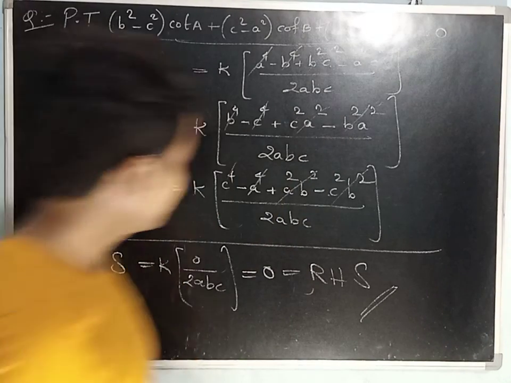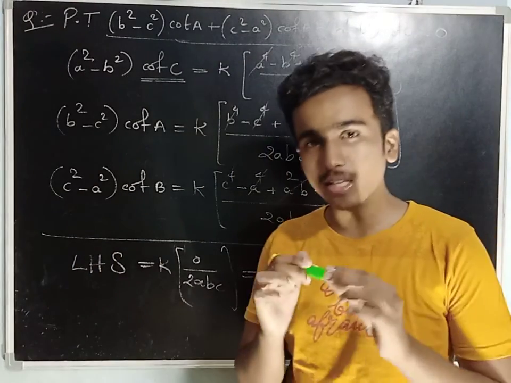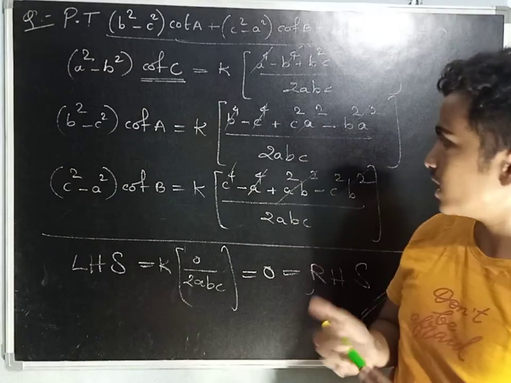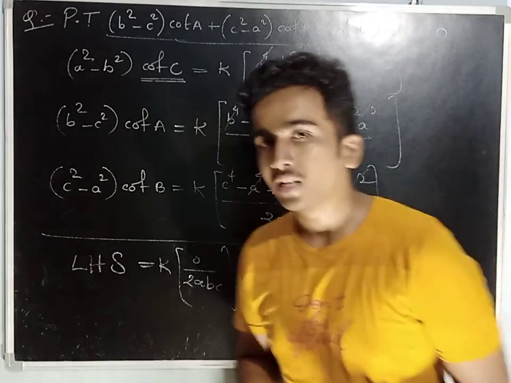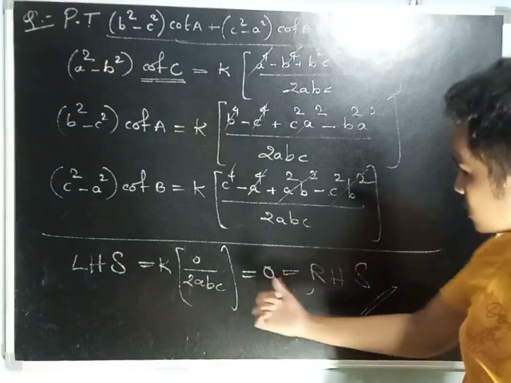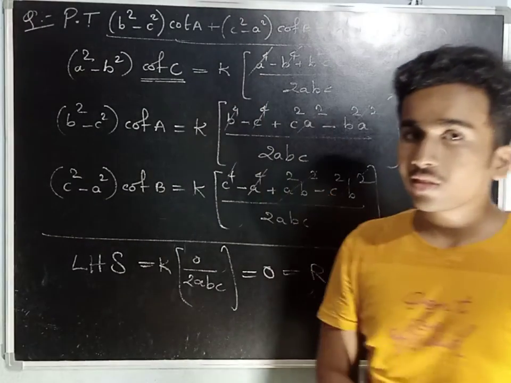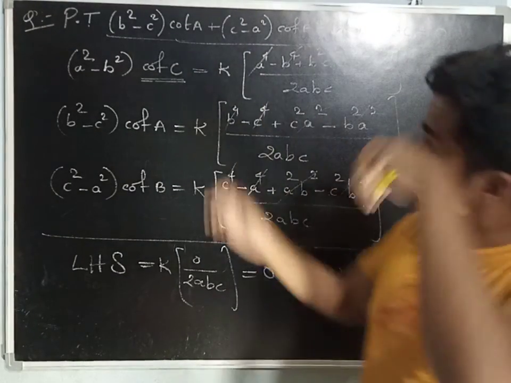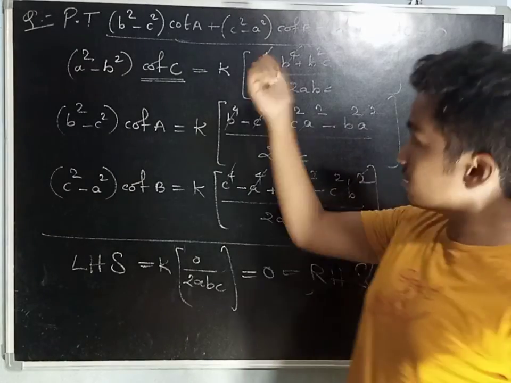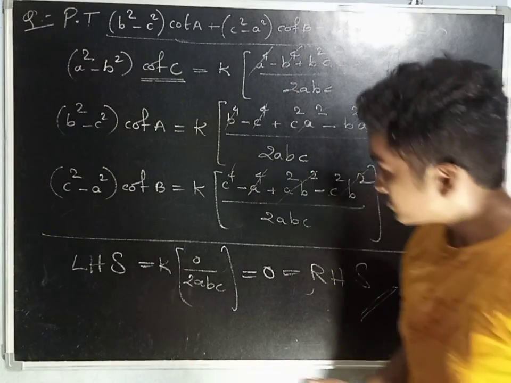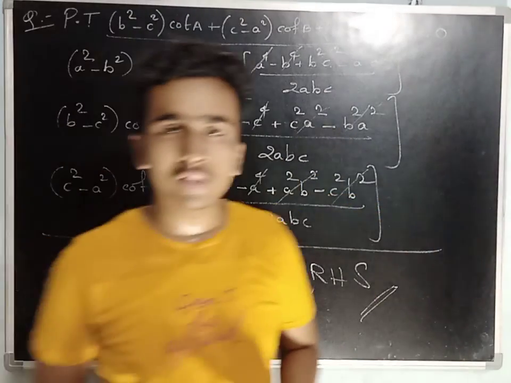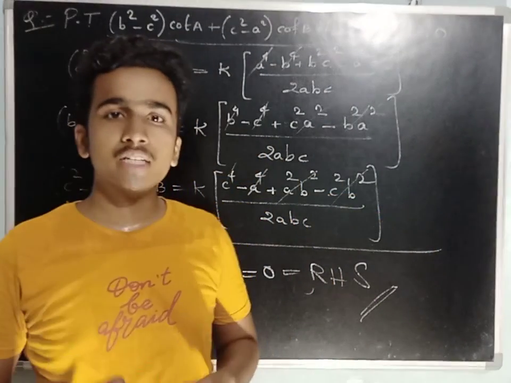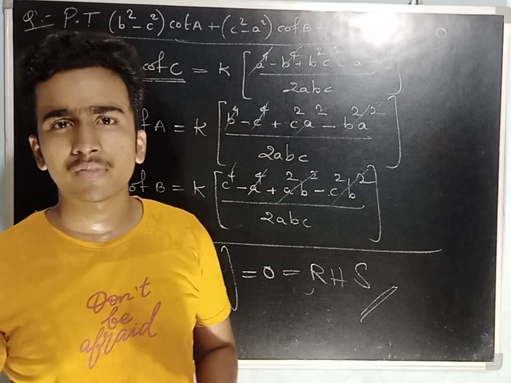See here. In the first method, I have used the sine rule. In the second method, I have used both the sine rule and the cosine rule. Though I have got the same answer, that is 0. In the same way, I have proved this equation again. This is how we can solve each and every question in different methods.